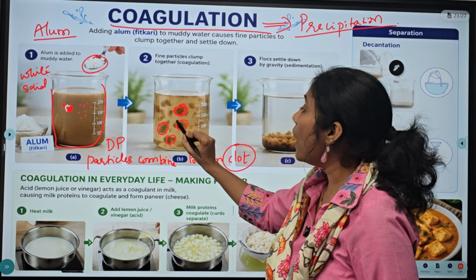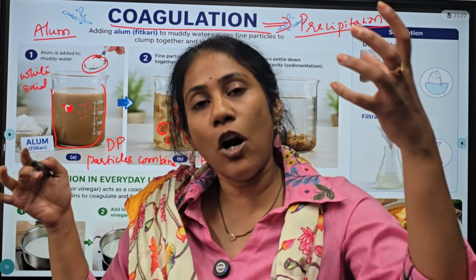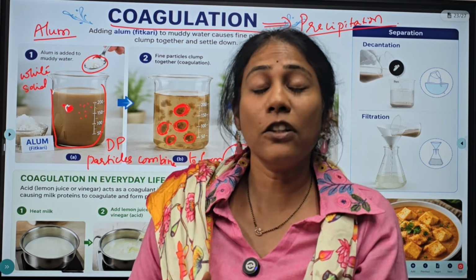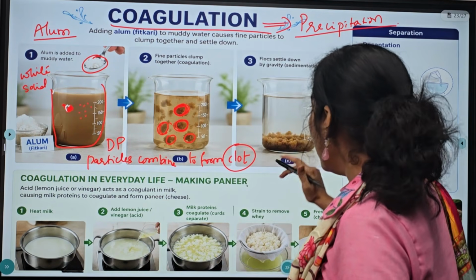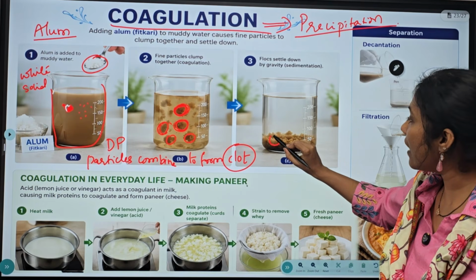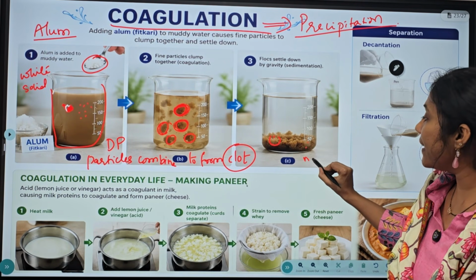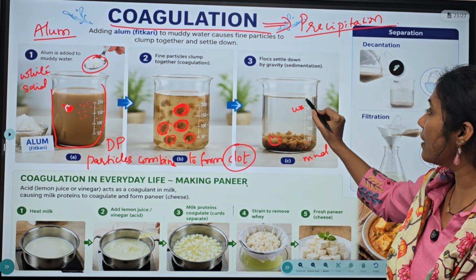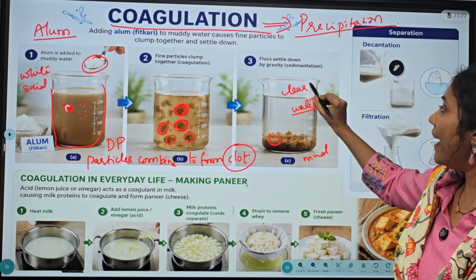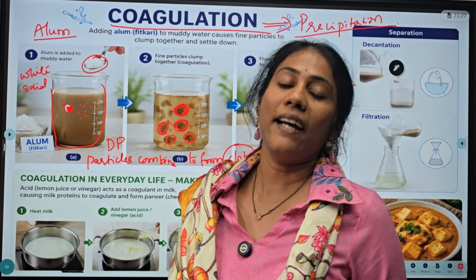Now these clots are very, very heavy, isn't it? Once all of them have come together and formed a clot, that clot itself is much heavier. So obviously what will happen? All the clots will come to the bottom and settle. That is how you are separating the mud from water. So the water here is clear and pure water. This is called coagulation.